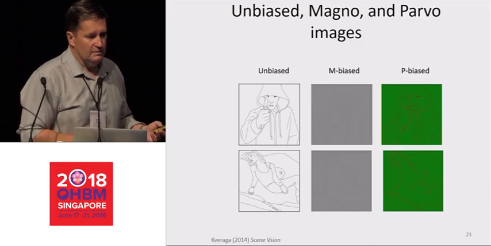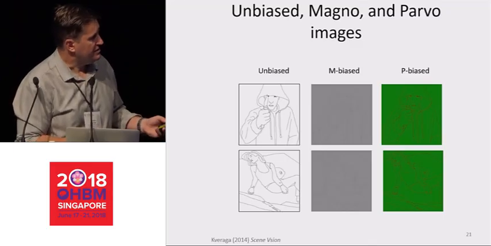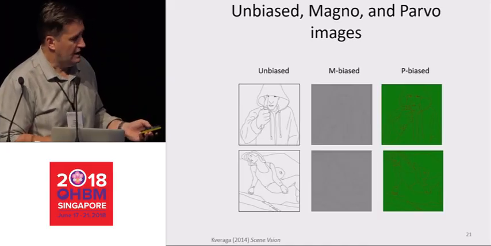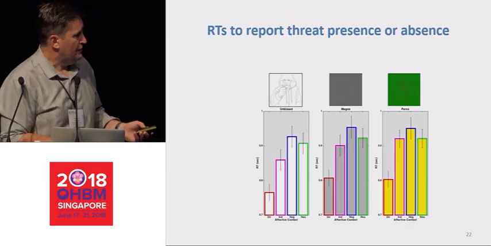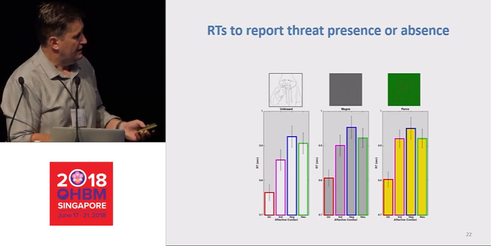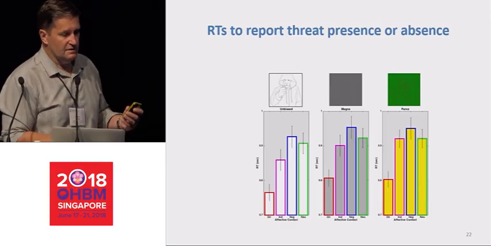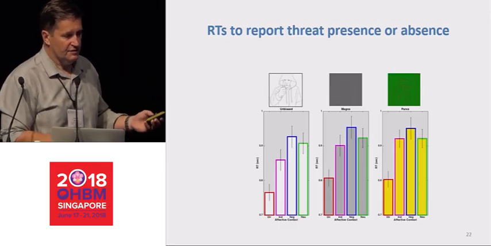So we did the same thing for our scenes. As you can see, the magno scenes are extremely hard to see, but subjects were actually able to do just fine with them, with RTs comparable to the parvo condition, here shown in the middle in the right panels. Again, the same RT pattern as for the photo scenes.